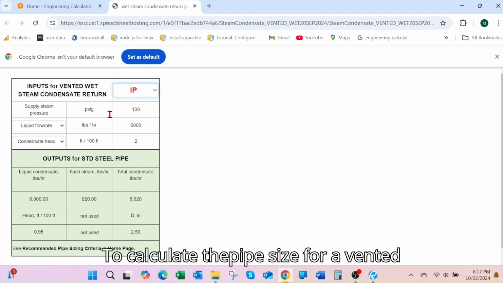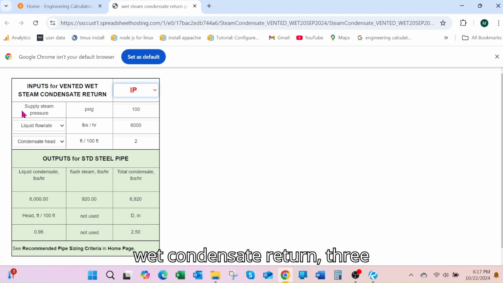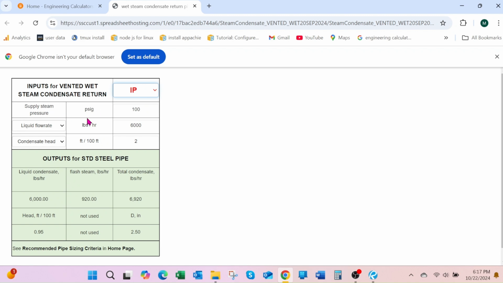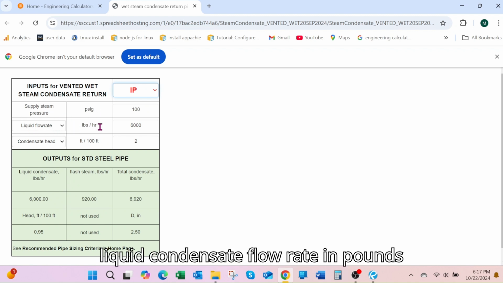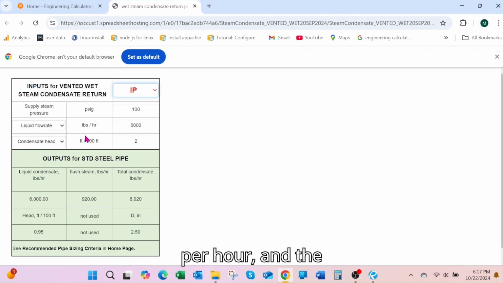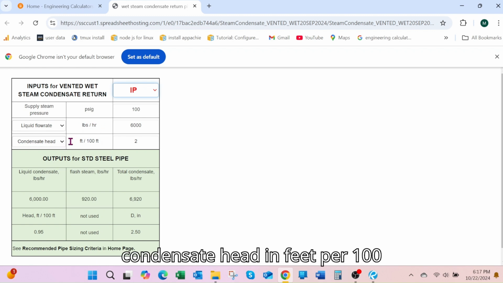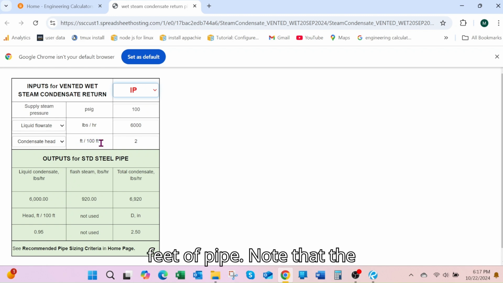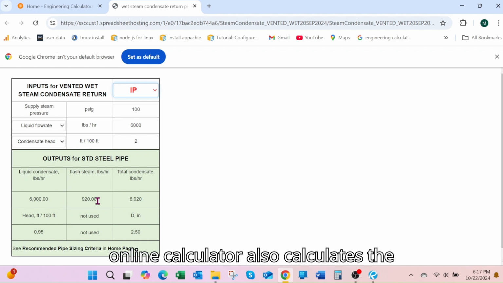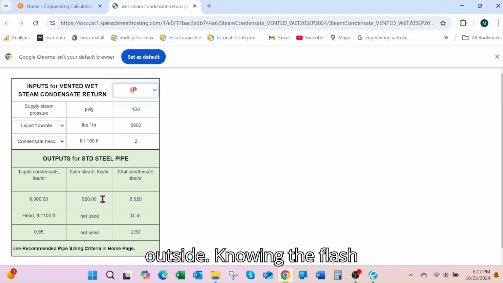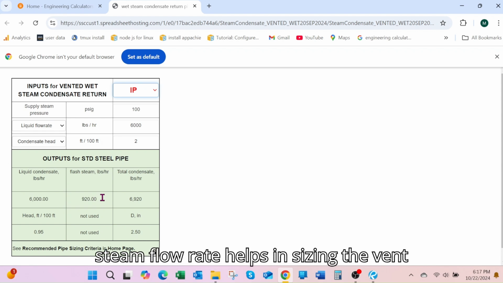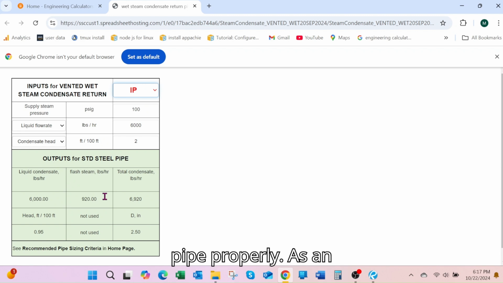To calculate the pipe size for a vented wet condensate return, 3 inputs are needed. Steam pressure in psig. Liquid condensate flow rate in pounds per hour. And the condensate head in feet per 100 feet of pipe. Note that the online calculator also calculates the flash steam flow rate that is vented outside. Knowing the flash steam flow rate helps in sizing the vent pipe properly.